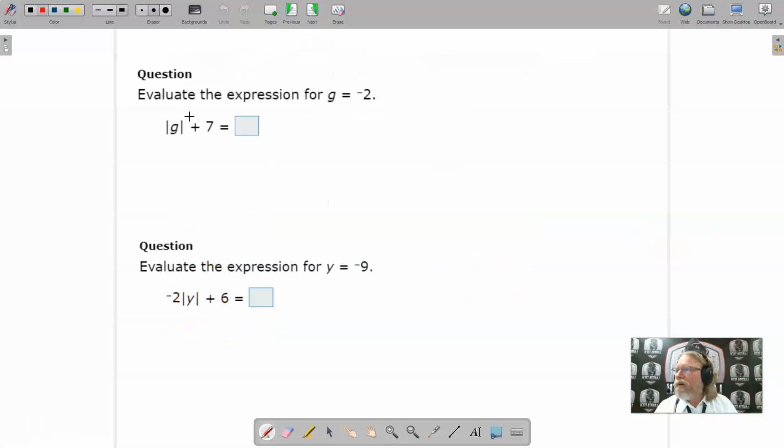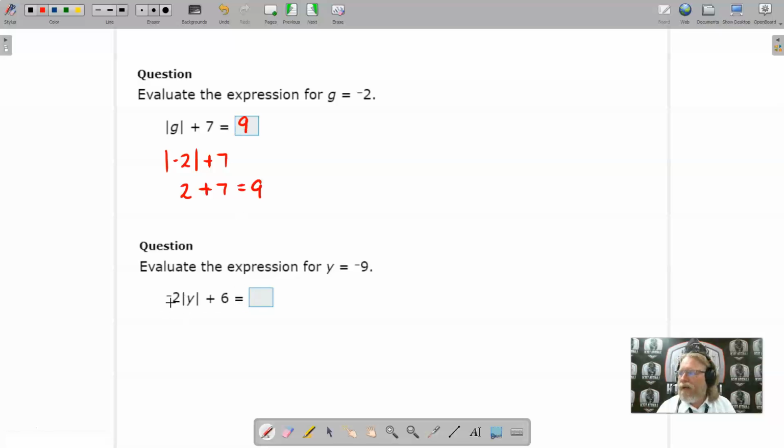On the next one, we're going to evaluate the expression for g equals -2. So let's do a rewrite here. Instead of g, we're going to put in -2 and then +7. Let's go ahead and take the absolute value of -2, which is +2. Bring down our +7. And I strongly encourage you to, if you can do this in your head, that's fine. If it starts to get too difficult in your head, then grab a piece of paper and jot it down like you see me doing. And 2 plus 7 is 9. So our final answer is 9.